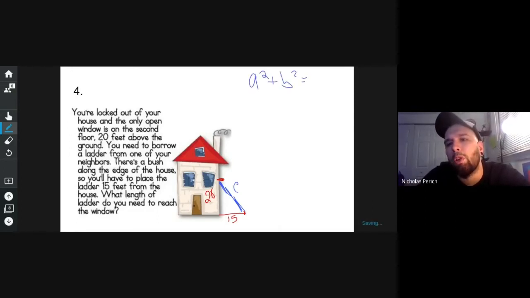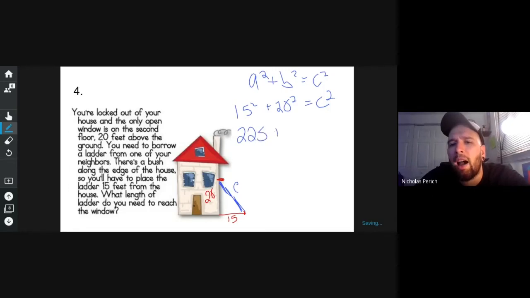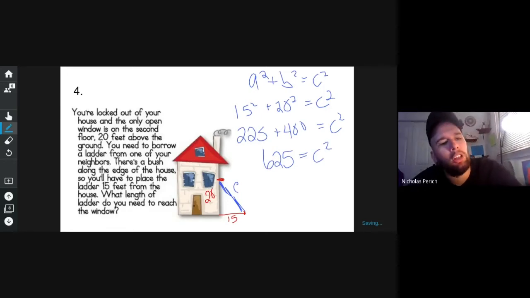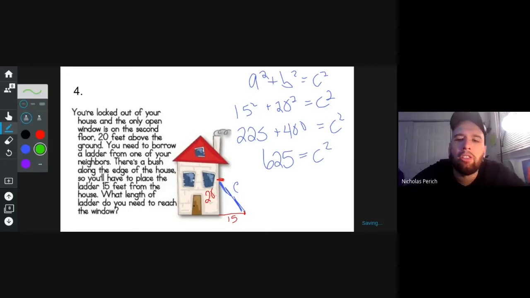So we have A squared plus B squared equals C squared. A squared is going to be 15. Oh, you know what? Nah, I didn't label it. Plus 20 squared equals C squared. 15 squared is 225. 20 squared is 400. That's going to equal C squared. What happens when you add those guys together? 625, baby. That's going to equal C squared.